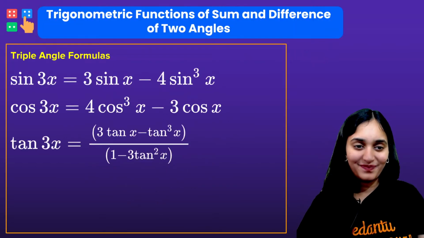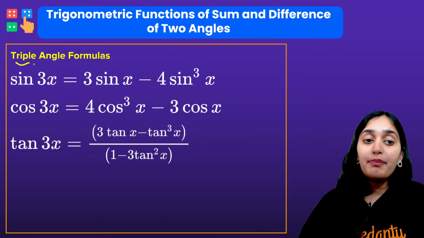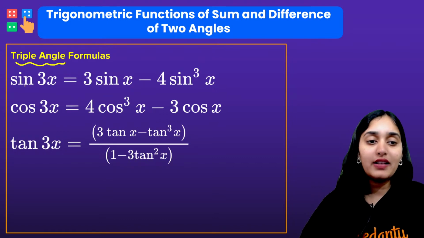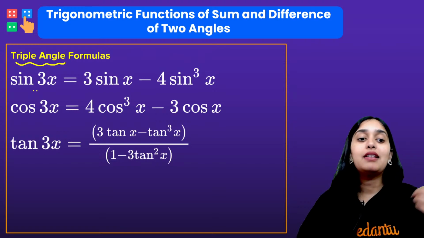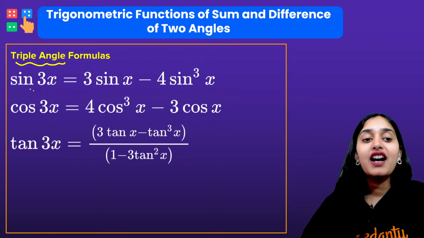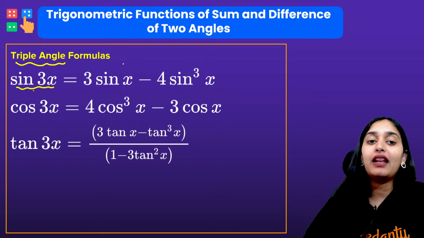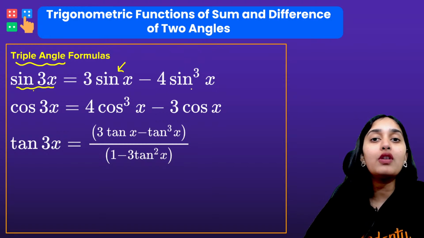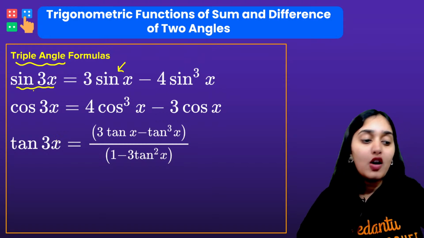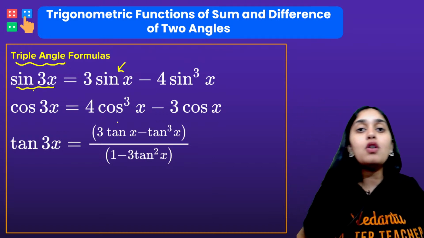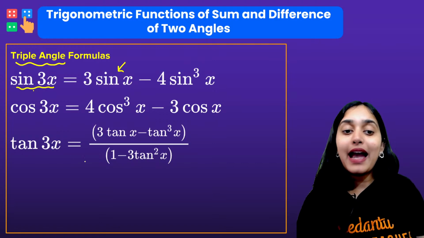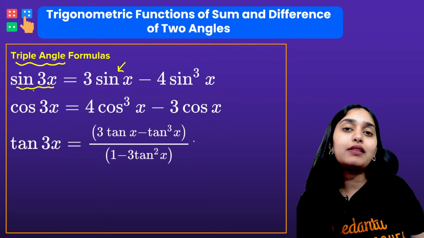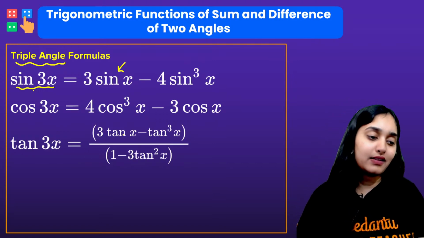Okay. Next is triple angle formulas. What is the value of sin 3x, cos 3x, tan 3x? Okay. Sin 3x is 3 sin x minus 4 sin cube x. Cos 3x is 4 cos cube x minus 3 cos x. And tan 3x is 3 tan x minus tan cube x upon 1 minus 3 tan square x.